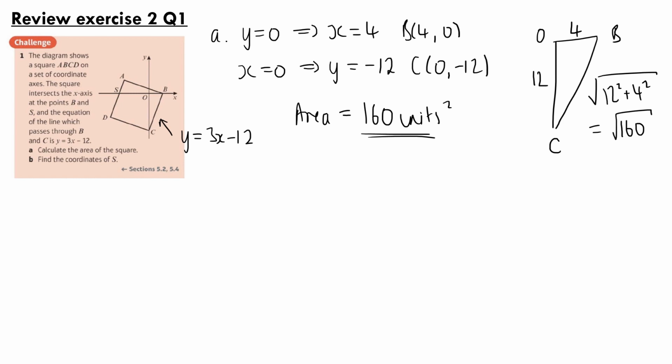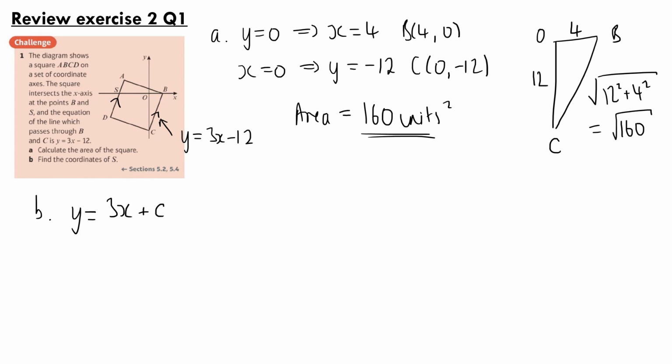Now for part B, we're asked to find the coordinates of S. And I think the easiest way we can do this is to consider what the equation of the line AD will be. So we can see from the diagram and the fact that ABCD is a square that BC and AD are parallel. So we know that the line AD will have the same gradient as the line BC. So we know that the equation has the form y equals 3x plus c for some constant c. And to work out the constant c, we need some point on the line AD. And we can find that by finding either one of the points A or D.